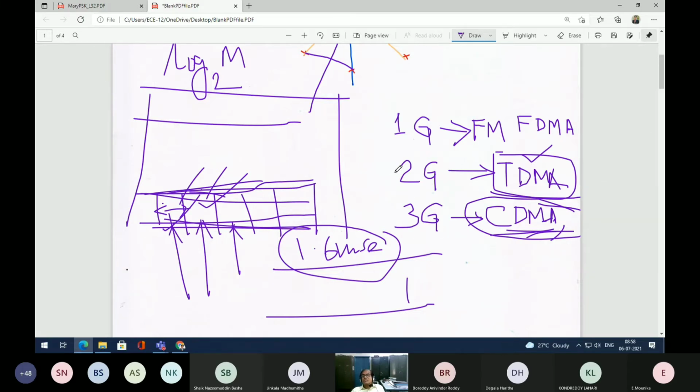Now my point is, between 2G and 3G, before coming to 3G, they were struggling because the number of channels was being exhausted due to the increased number of subscribers opting for wireless communications. Everybody wants a mobile phone now, once 2G has come. Between 2G and 3G, there is one more standard called 2.5G.